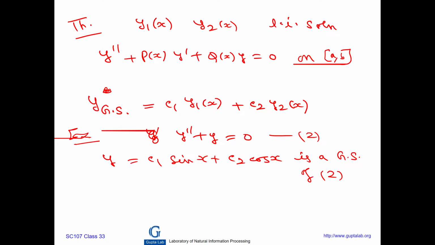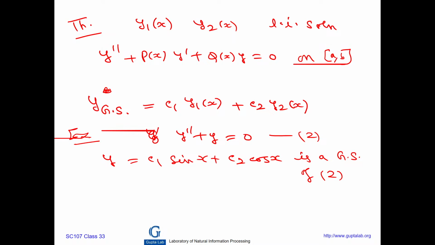y1 इज इक्वल टू sin x डालोगे तो भी सॉल्यूशन है, y2 इज इक्वल टू cos x डालोगे तो भी सॉल्यूशन है, लीनियर कॉम्बिनेशन करोगे वो भी सॉल्यूशन है. और लीनियर कॉम्बिनेशन जनरल सॉल्यूशन होगा इफ sin x एंड cos x आर लीनियरली इंडिपेंडेंट, व्हिच इज ट्रू बिकॉज रॉन्स्कियन इज नॉन जीरो, राइट. हो गया ना.